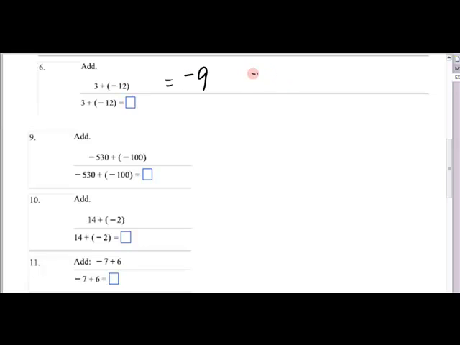You could see that on a number line starting at 0. I'm not going to put all the numbers on here, but you would go right to 3, but then you would take 12 units back that way. You would end up at -9.